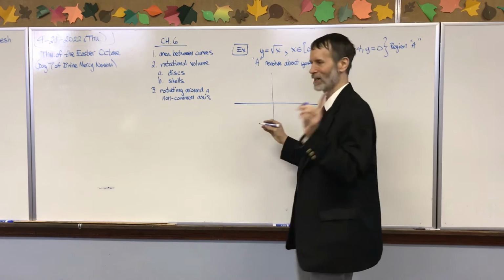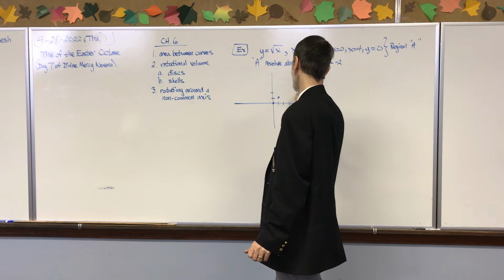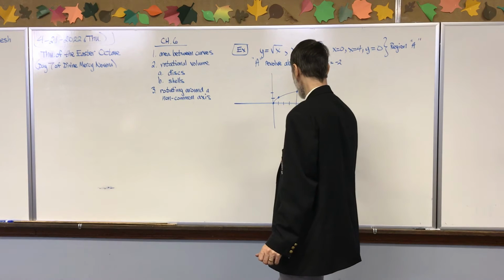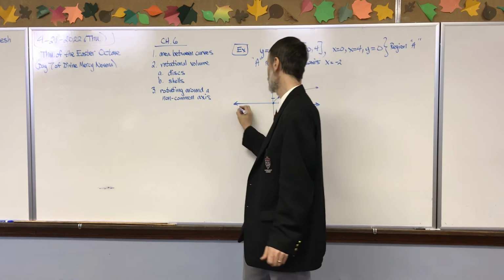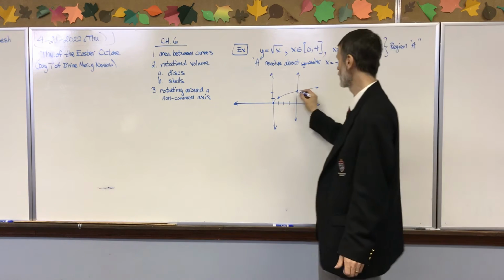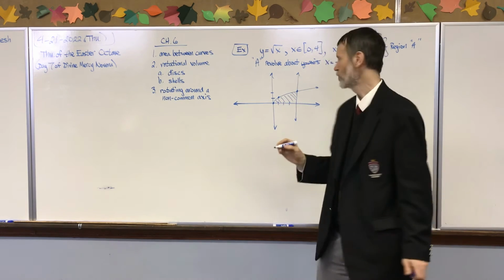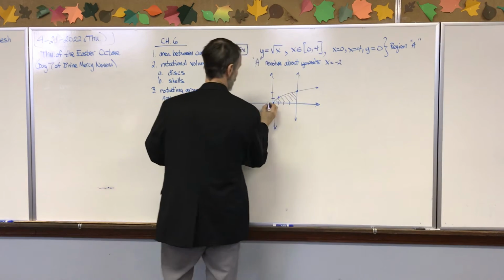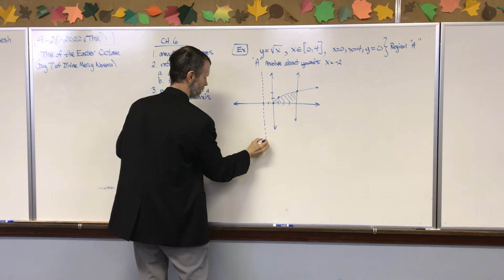Y equals radical x. We've done that a lot of times. Over 1, up, it starts at 0, 0, over 1, up 1, over 4, up 2. There should be a line at x equals 4, a line at x equals 0, a line at y equals 0. Does everybody see that this is going to be the region? We're spinning that not around the y-axis anymore. We were going to. But around the line x equals -2.